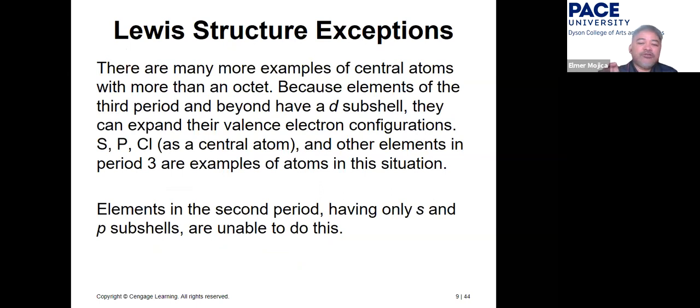Okay? Now, how about the ones that have more than 8? Usually it's the S and the P that we have in our examples, and then Cl as the central atom. The main reason why they can accommodate more than 8 is that they are in the third period. In the second period, you only have the S and the P, but in the third period you have the S, the P, and the D orbitals to accommodate the extra electrons that you have. So that's the reason why you can have more than 8 electrons.